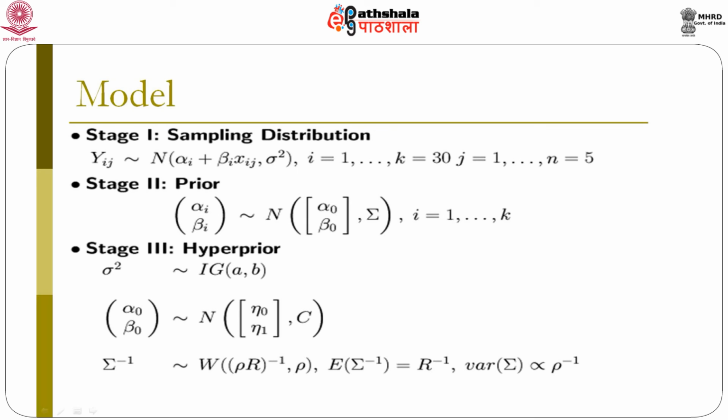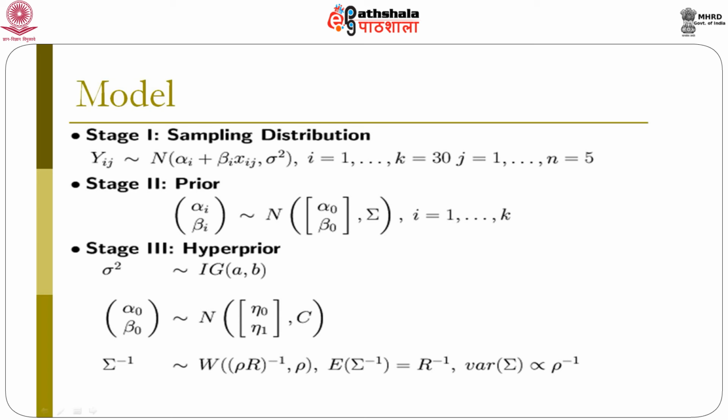So, one can assume a prior for alpha i, beta i. Because it is a normal distribution, a conjugate normal distribution acts as the prior, and again the hyperparameters are there, alpha naught and beta naught, which are not known, and then sigma. Then we consider the prior for sigma square, again inverse gamma, and a prior for alpha naught, beta naught. So this is the third stage prior, level 2 prior, level 3 prior, and alpha naught, beta naught follows normal with eta naught, eta 1, and C.